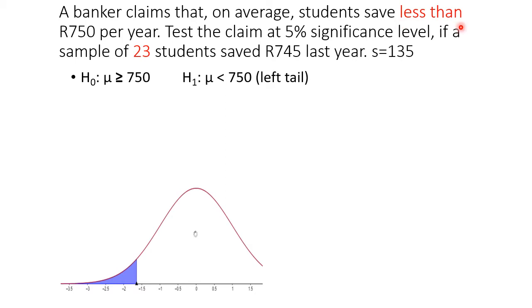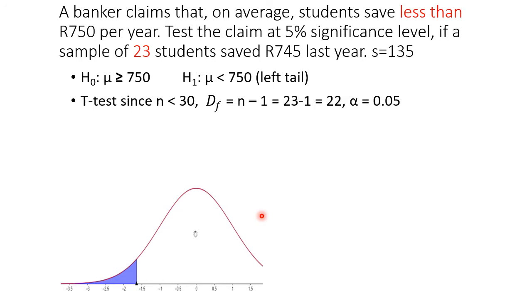We have less than 750. That goes on to our alternative hypothesis. It's less than, which means it's a left tail. The rejection is on the left hand side, less than. The complement, the opposite, is greater or equal to 750.